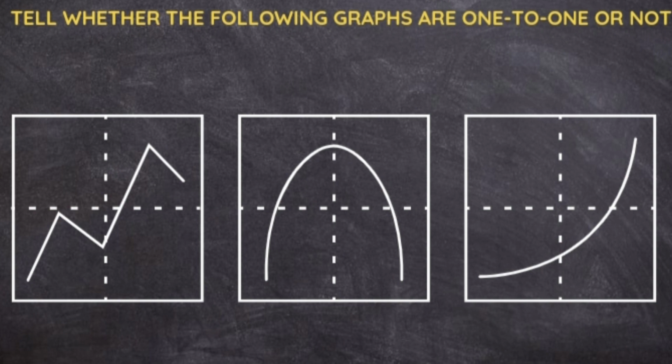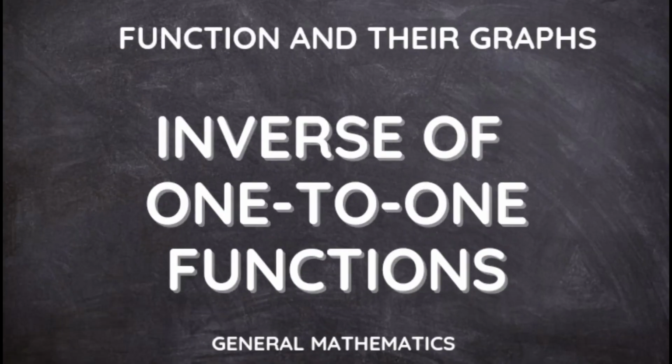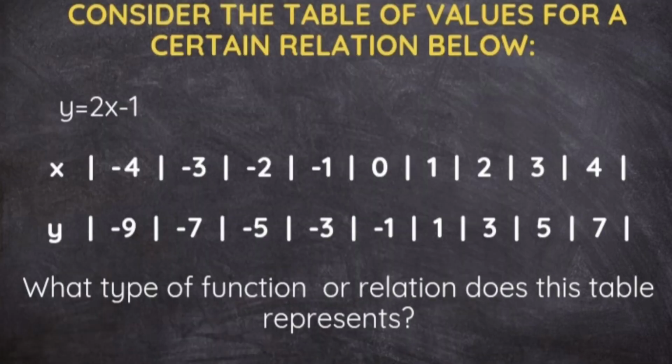Alright, let's go to the inverse of a one-to-one function. Consider the table of values for a certain relation below. The question is, does the table represent a function? Is it one-to-one or not? Well, the answer is, it is a function and also one-to-one because it has a unique range and domain, which are the x and y values.